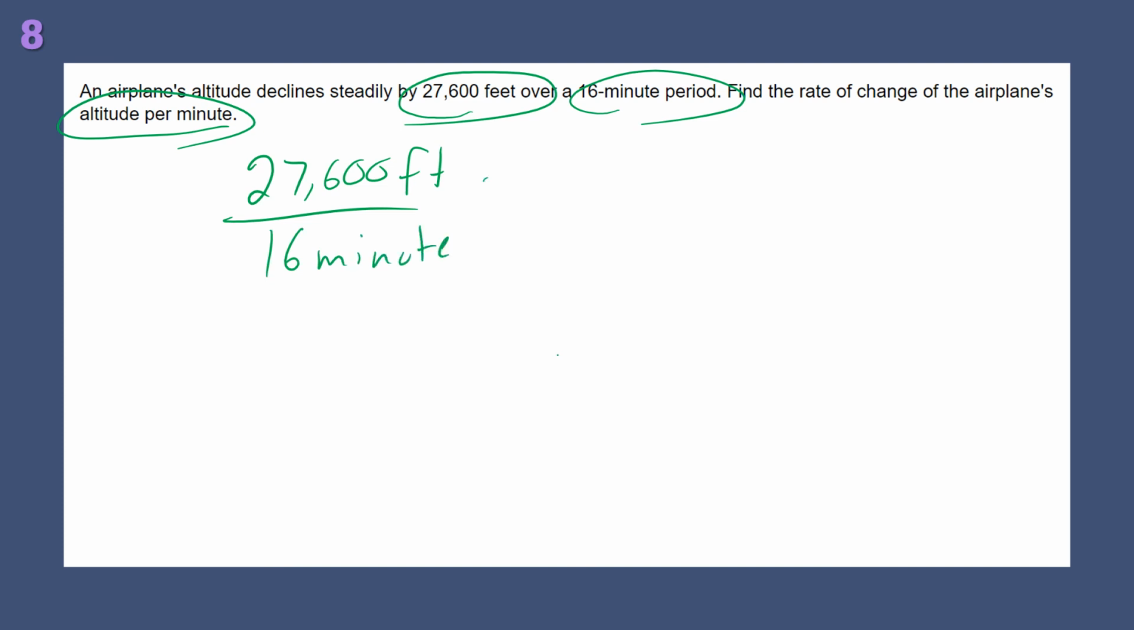And all we have to do is divide that, because per minute means we want to say, how much would it be on average for just 1 minute? So once you type that in your calculator, you're going to get an answer, and that is the final answer.